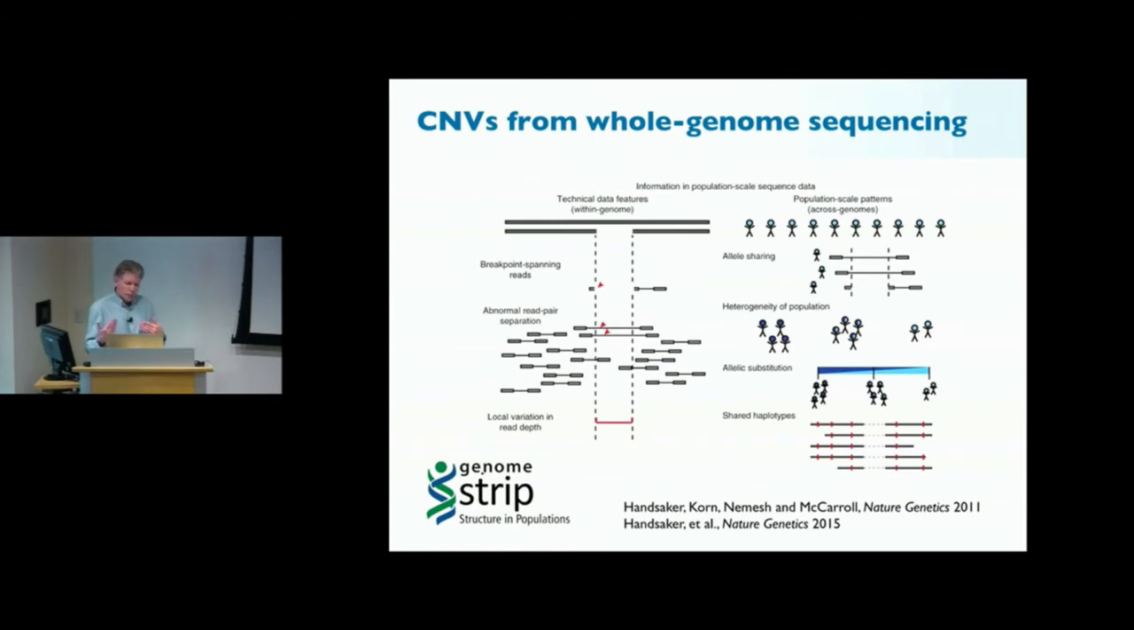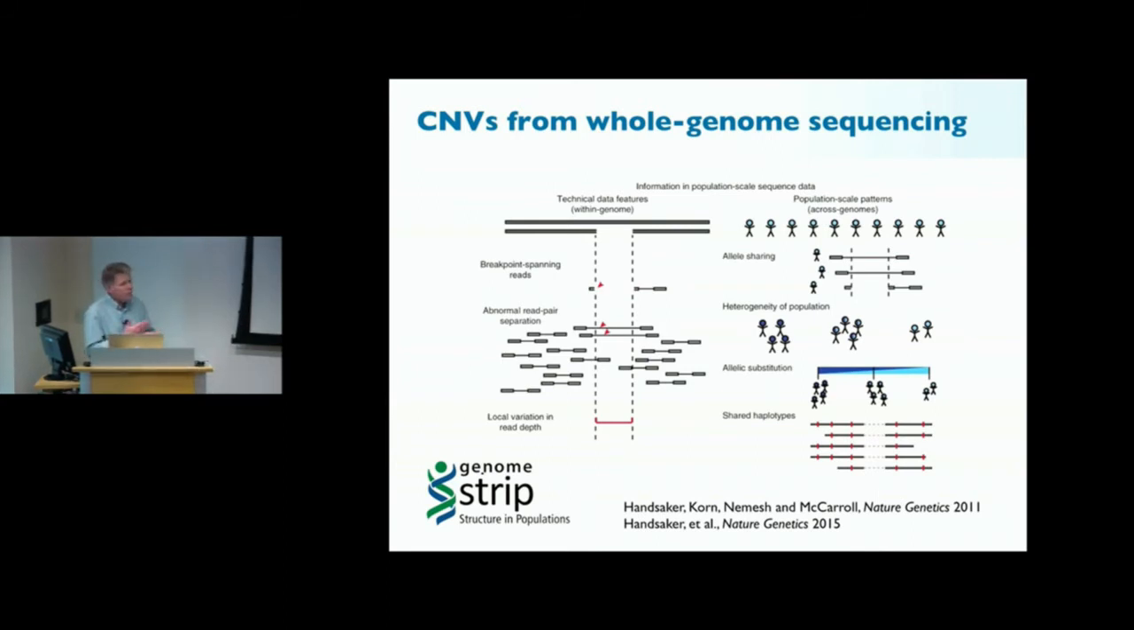I think one of the advances Genome STRiP made was we showed that it was possible to get really high specificity and sensitivity out of the whole genome sequencing data, even with the low coverage sequencing that was done in the initial 1,000 Genomes Project. And there were two fundamental things that we did that really turned up the sensitivity and specificity.